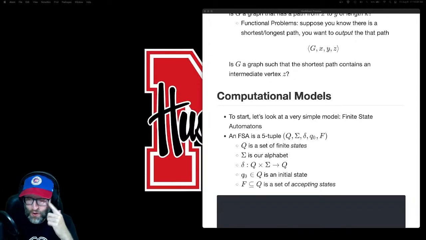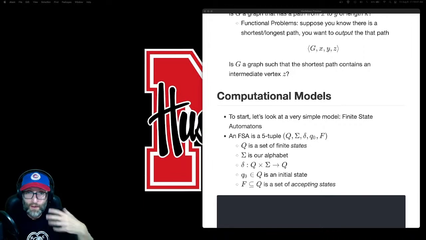Just like a graph can be a 2-tuple, you can go ahead and group things together, and you've got a tuple here. Q is a finite set of states. We're talking about a finite state machine. It can be in one state, and then it transitions to a different state. I'll show you a graphical representation here in a moment. But there are a finite number of states.